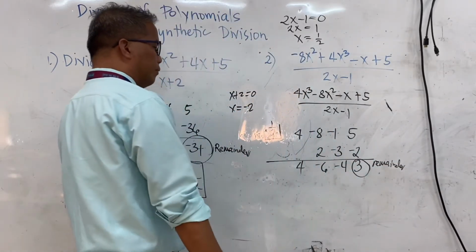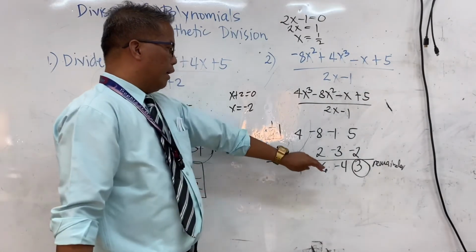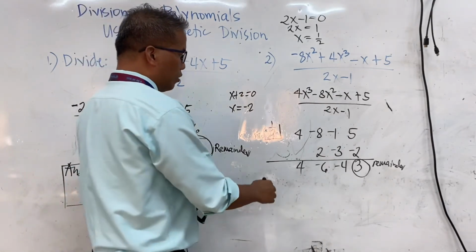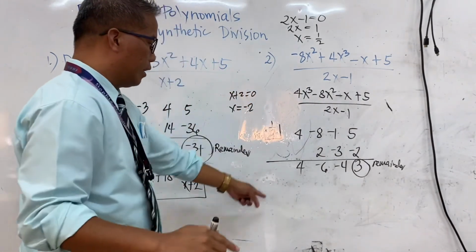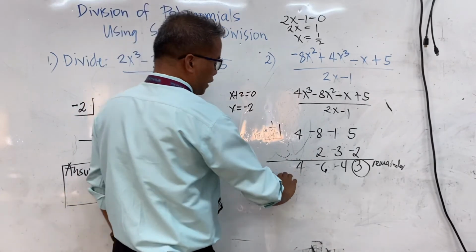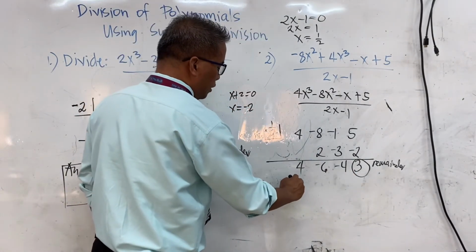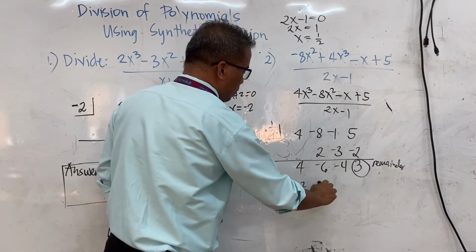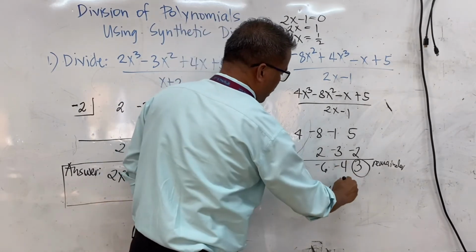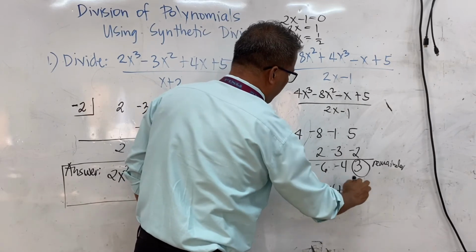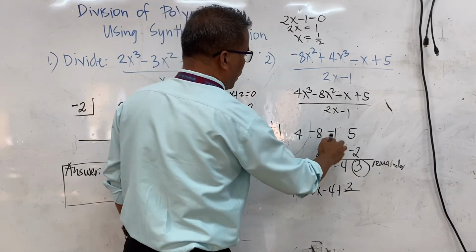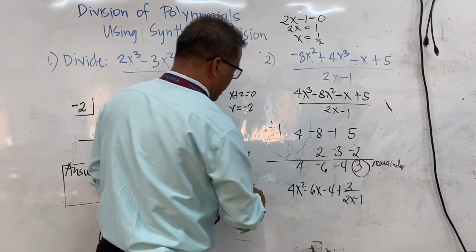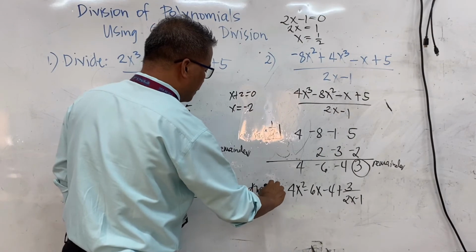Now, the highest exponent in the question is 3, so just subtract 1 to write your final answer. As I said, these are the numerical coefficients. So we have now 4x squared minus 6x minus 4. Since the remainder is positive 3, we have 3 over 2x minus 1. This is now your final answer.